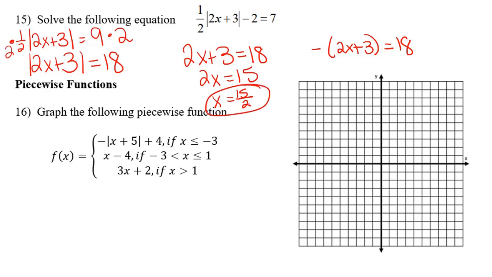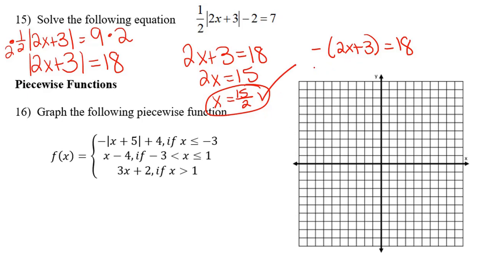Now remember, here's the problem with these problems. Sometimes they pull a gotcha moment, and we have to check the original. We have to check the answer in the original, make sure it actually works. Well, 2 times 15 over 2, that's just 15, right? Plus 3, that's 18. Absolute value, still 18. Times 1/2, 9. Minus 2, definitely 7. Big giant check mark. It definitely works.